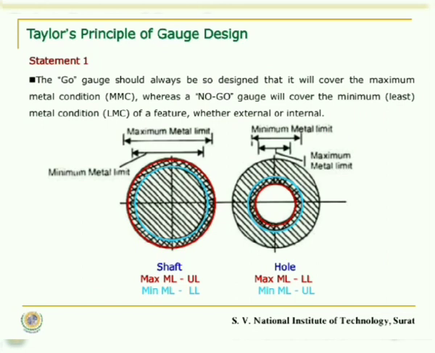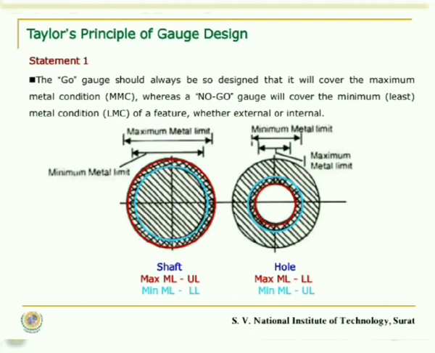As compared to the shaft, when we observe the image of the hole, here also the red circle indicates the maximum metal limit. In the case of a hole, when the size of the hole is small, at that time the part will have maximum metal in it. So in the case of a hole, the maximum metal limit is denoted by the lower limit and the minimum metal limit is denoted by the upper limit.